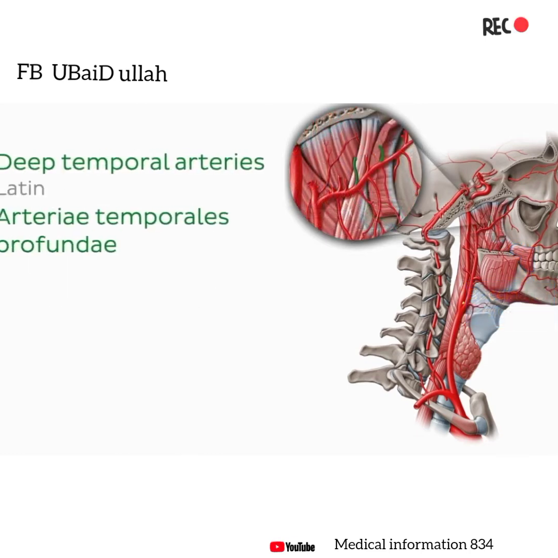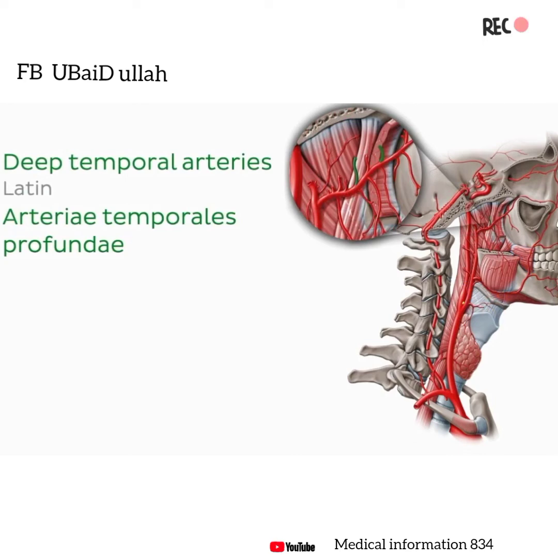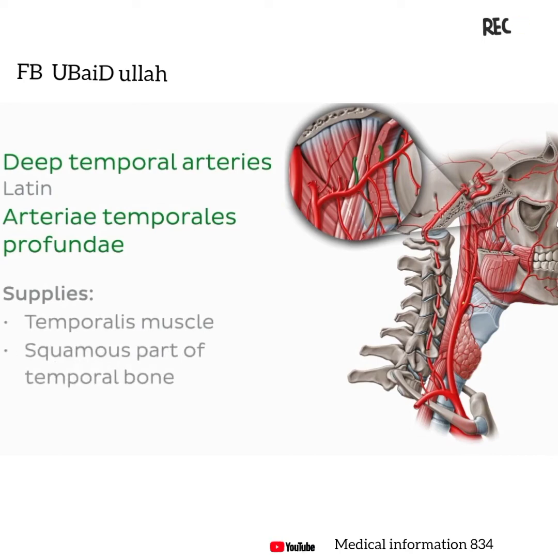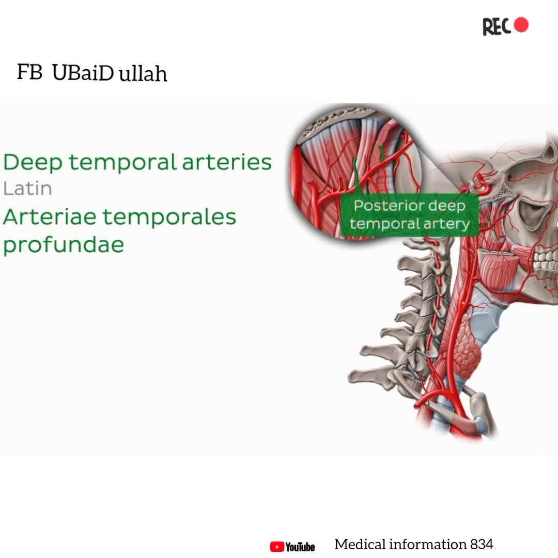The deep temporal arteries arise from the superior aspects of the maxillary artery and ascend deep to the temporalis muscle, which they supply. They also deliver oxygenated blood to the squamous part of the temporal bone, as well as the pericranium, which is the outer covering of the skull. The branch most proximal along the maxilla is known as the posterior deep temporal artery, while the more distal example is referred to as the anterior deep temporal artery. The third middle deep temporal artery may also occasionally be present.